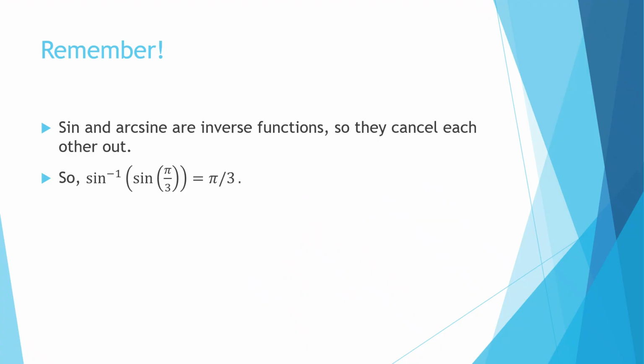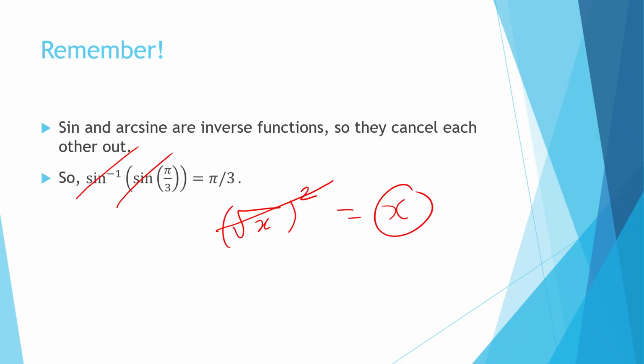Now, remember, sine and arcsine are inverse functions, so they'll cancel each other out. So just like if you have the square root of, let's say, x, and then we square this, the square root and the square will cancel out, and you're just left with x. Very similar here. If you have inverse sine of sine, you can cancel those out, and that is just equal to pi over 3, right? That angle inside.